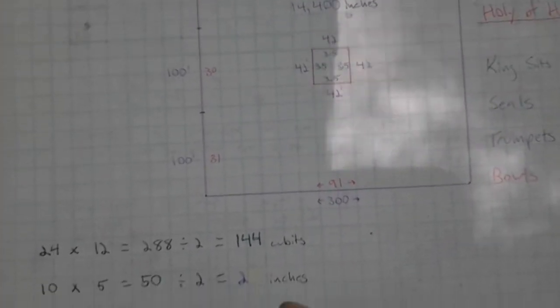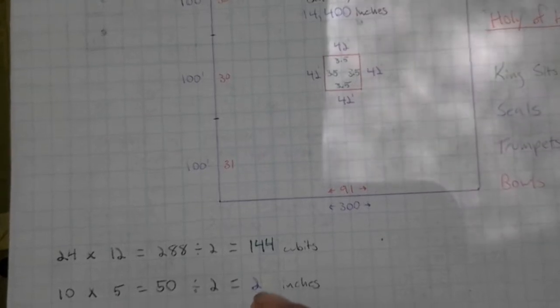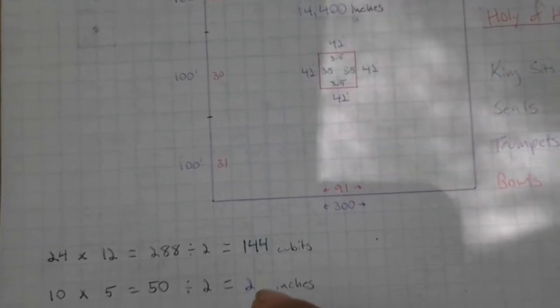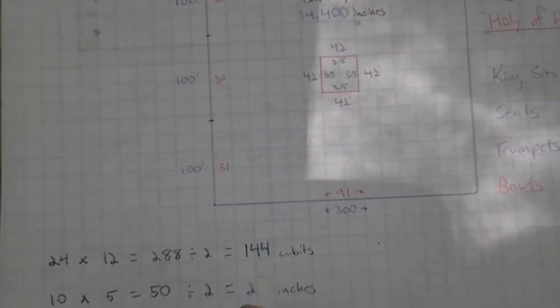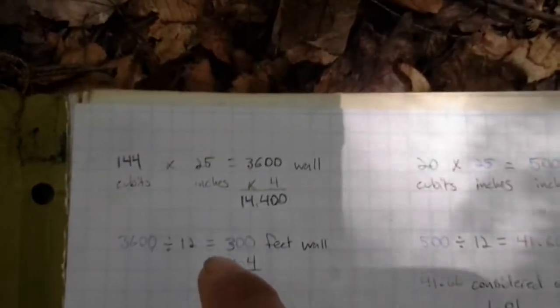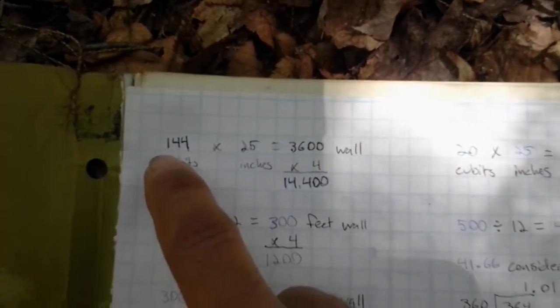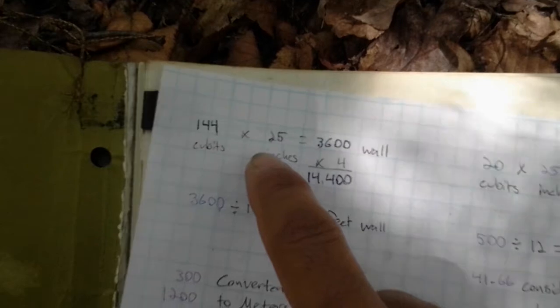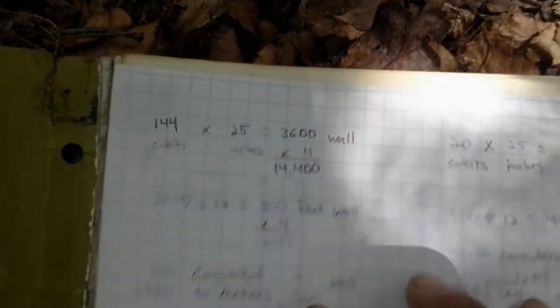I don't think I have a pen in the woods, but I had some white out there. I must have put the wrong number, but that's 25 inches, okay? And we can get that here. Okay, so we have 144 cubits times 25 inches, okay?